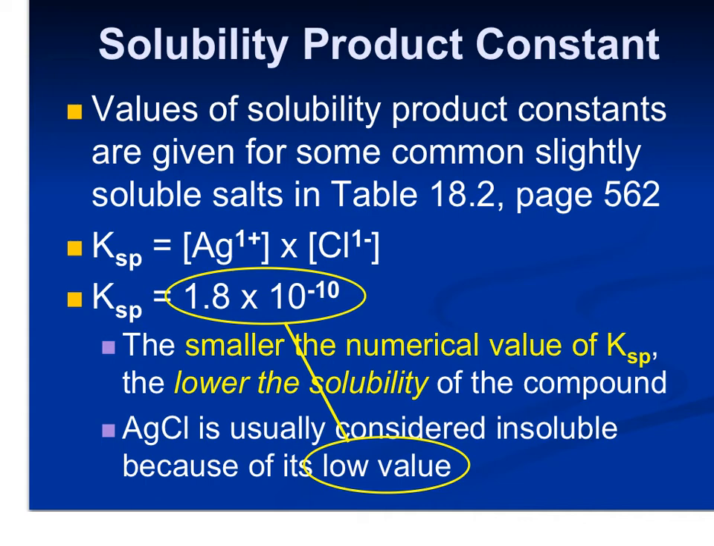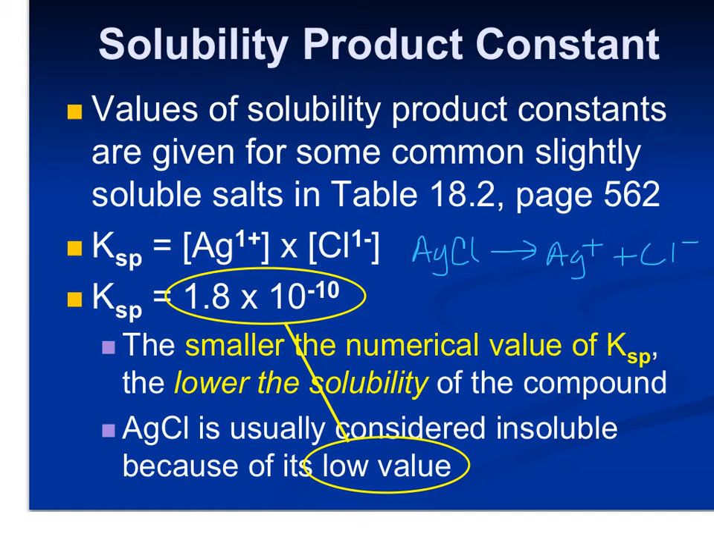So once you've determined the value of your solubility product constant, what does that value mean? Well, here we're talking that values of solubility product constants are given for some common slightly soluble salts in your book. No big deal. We said that our Ksp value is this, and if we have this numeric number here, do you guys see how this is a really small value? So it says the smaller the numeric value of your Ksp, the lower the solubility of the compound.